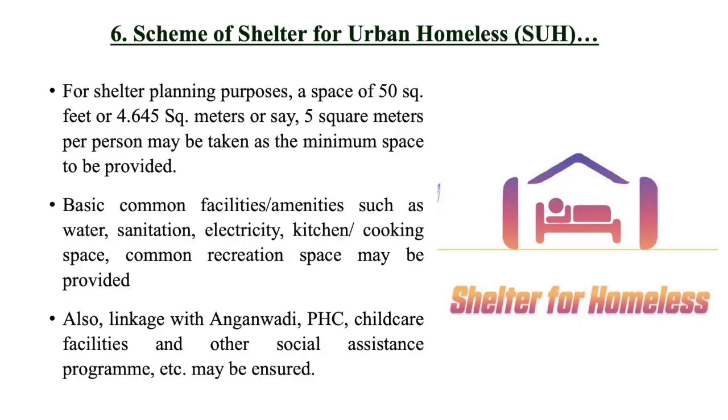Priority would be given to cities with populations above 1 million in the census of 2011, and other cities and towns identified by the Government of India and state governments to be of special social, historical, or tourist importance. For shelter planning purposes, a space of 50 square feet or 5 square meters per person may be taken as the minimum space to be provided.